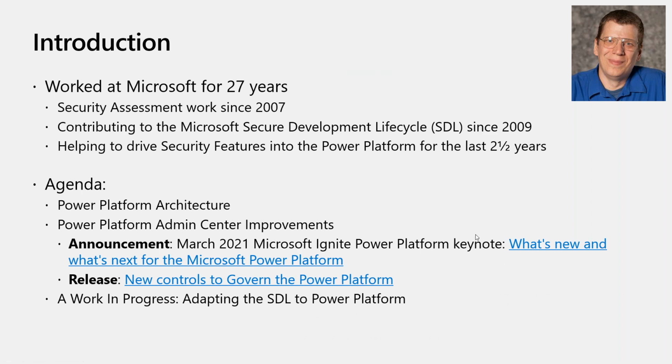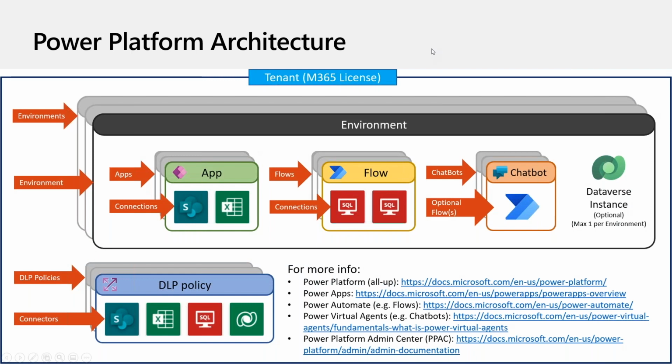So there are 4 legs to the Microsoft Power Platform: Power Apps, Power Automate, Power Virtual Agents, and Power BI. Power BI is out of scope for this discussion. Each tenant contains multiple environments. An environment is a container for your apps, flows, and chatbots. You would use the admin center to administer either individual environments or all environments in the tenant at once.